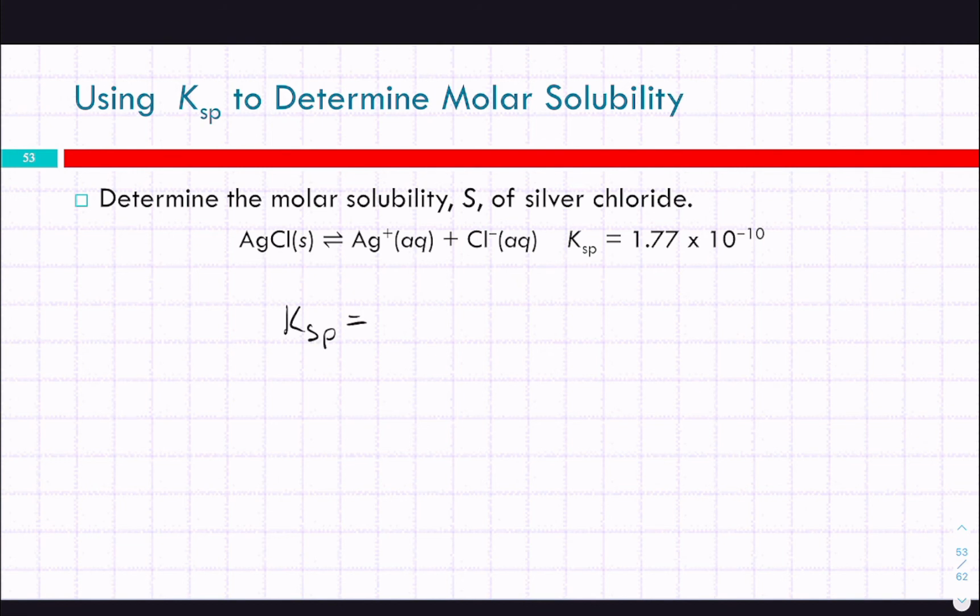So again, here we have silver chloride instead of silver iodide like we had before, but we just have these two ions. We're going to produce these two ions, Ag+ and Cl-. And then we can write in that KSP is 1.77 times 10 to the negative 10.